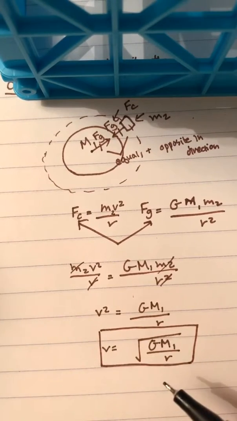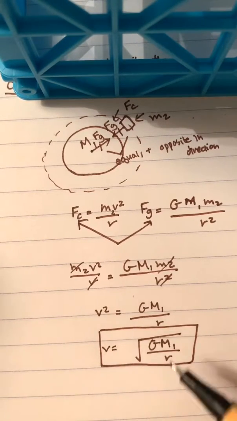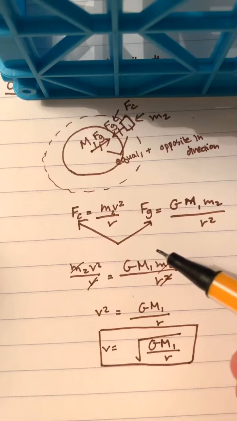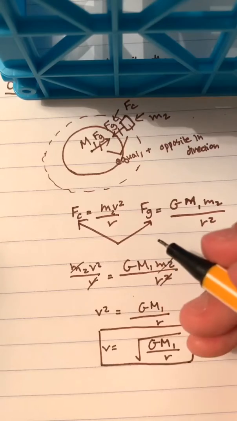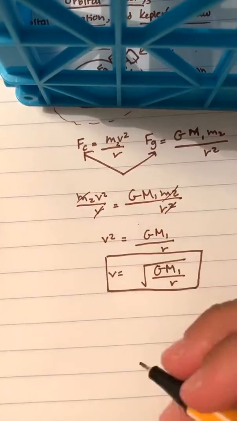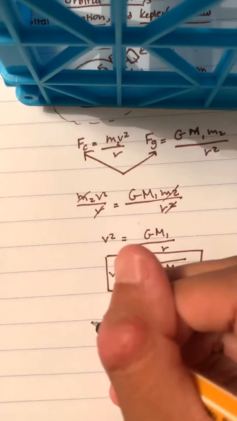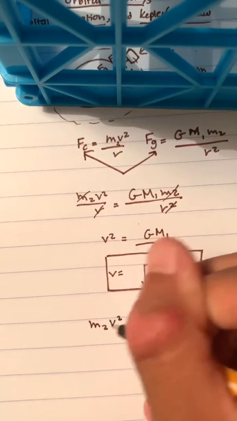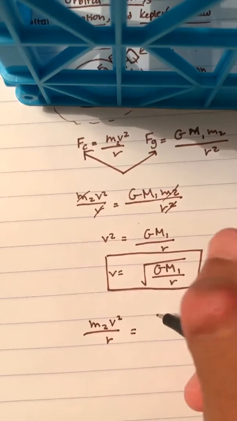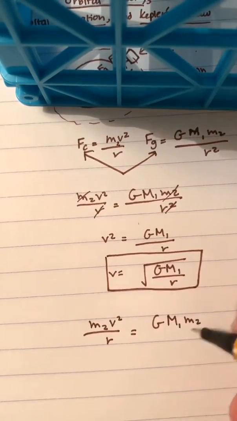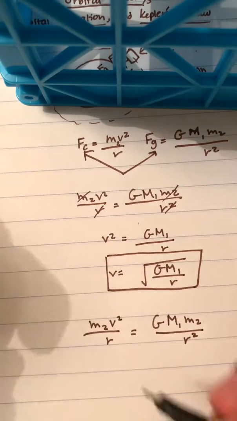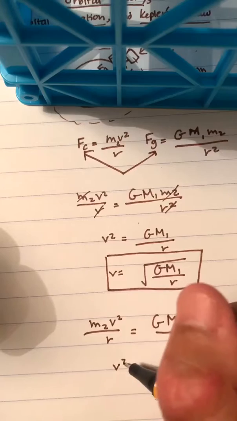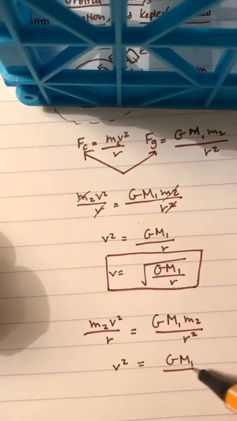Now, just the orbital equation in general, if you know the basics, Fc equals Fg, you basically have it covered. It's just a little bit of algebra and then you got it. So let me move this a little bit down. So going back to our original, m2 v squared over r equals g m1 m2 over r squared. And then v squared equals g m1 over r.